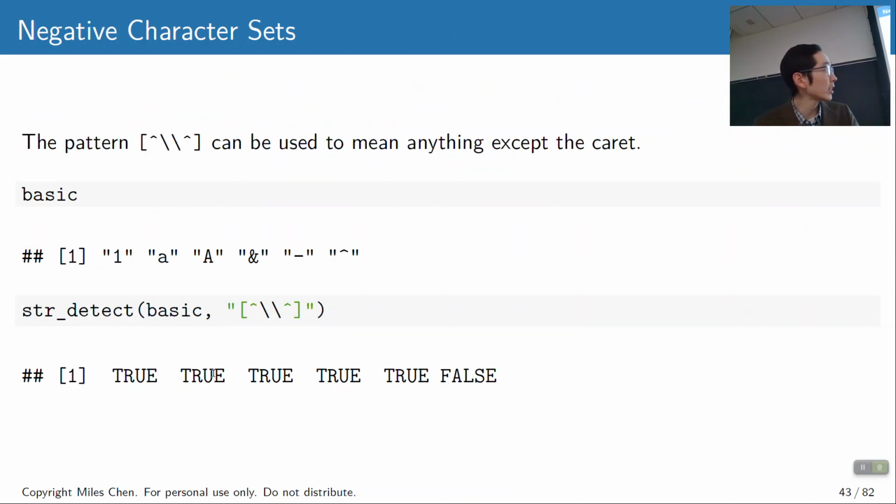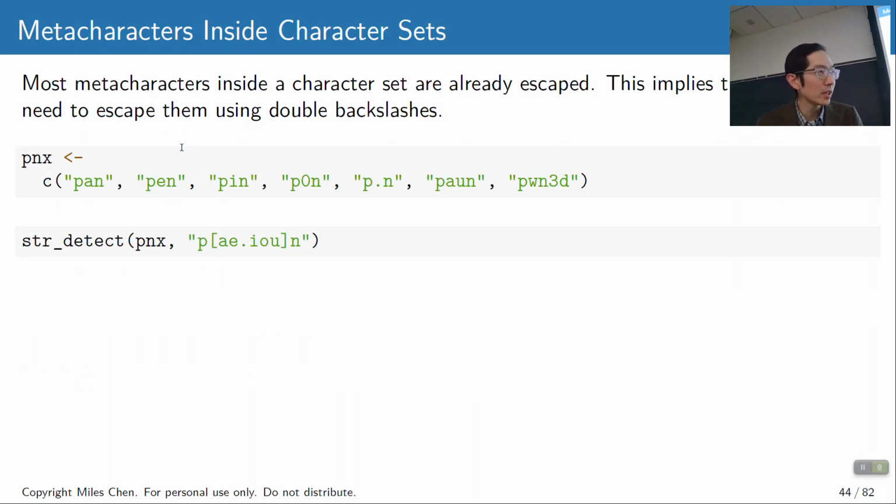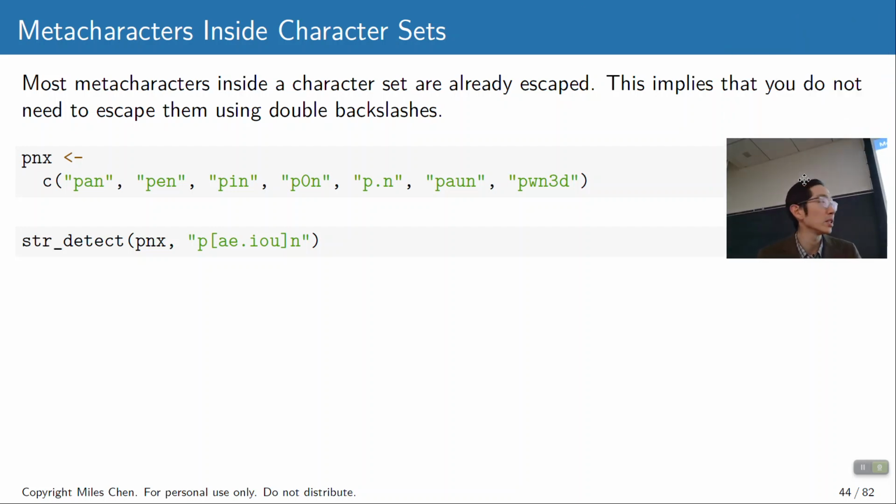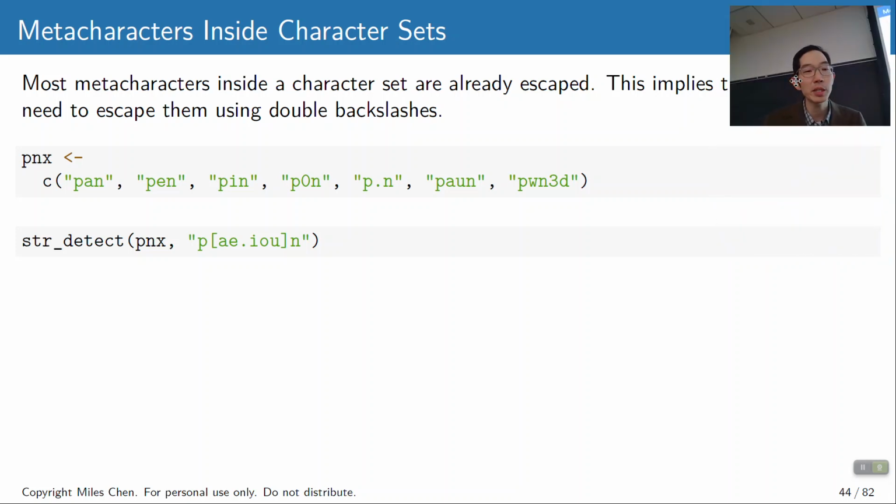Now over here I escaped the caret character, this one over here, but a lot of times it's actually not necessary, because most meta characters inside a character set are assumed to be escaped. So that implies you do not need to escape them using the double backslash.